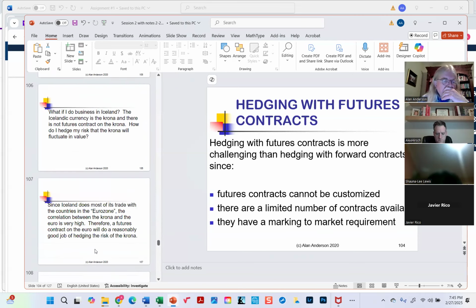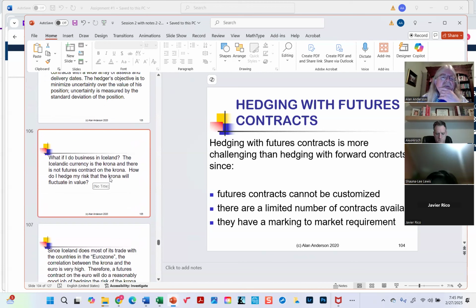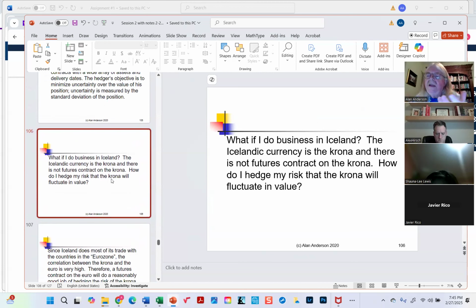In fact, here's one of my favorite examples. What if I'm an import company in New York City, and I buy a lot of my merchandise in Iceland? My store carries Icelandic products, and now of course I'm exposed to the risk that the currency, the Icelandic krona, will fluctuate against the dollar. So you might say, well, what's the problem? Buy a futures contract in the krona. Well, they don't have one. It doesn't exist. Iceland's economy is just too small for that.